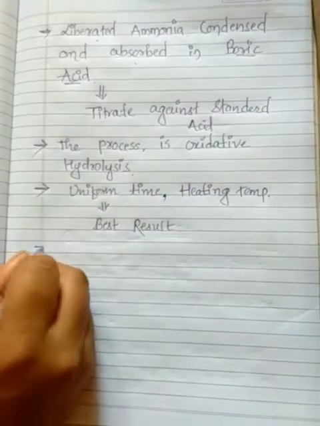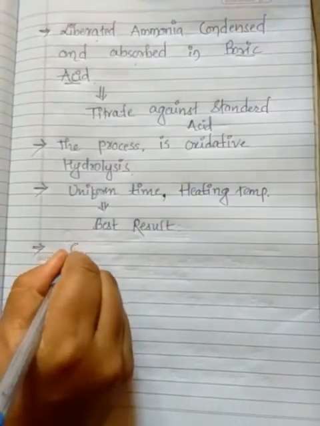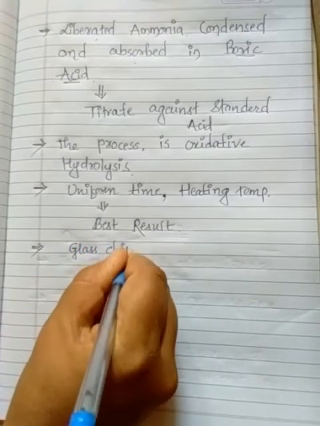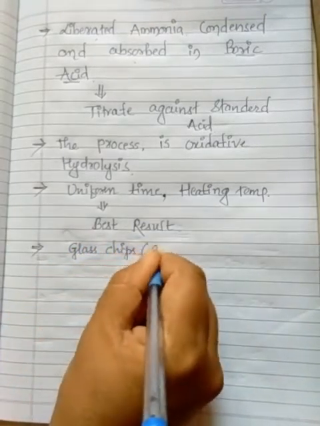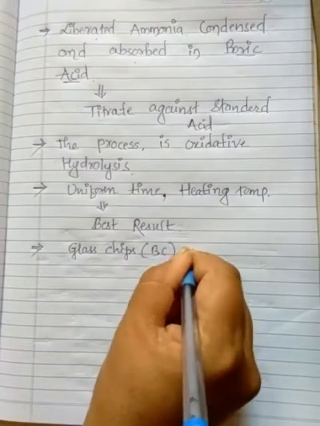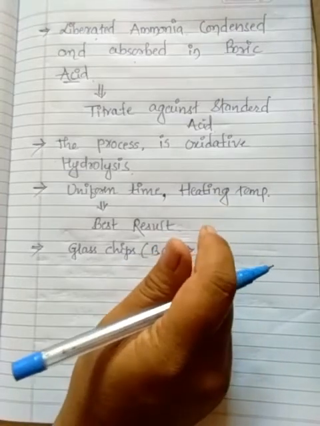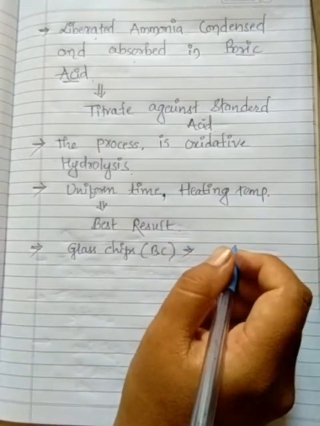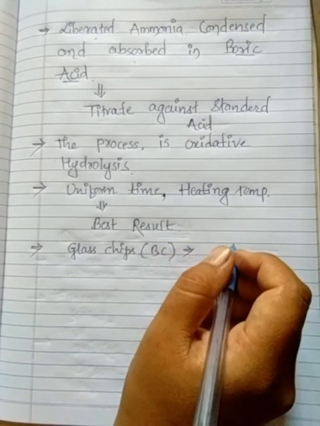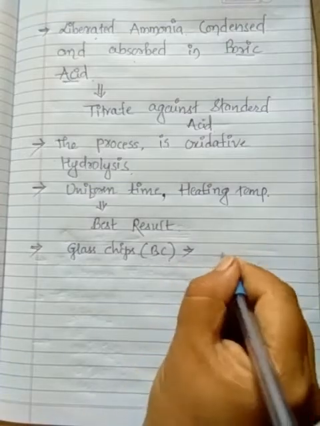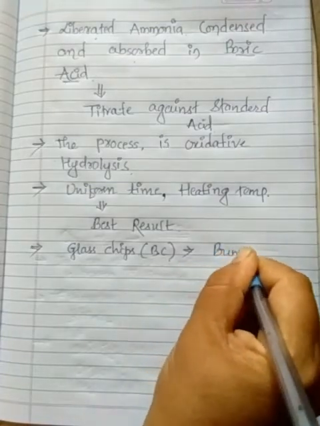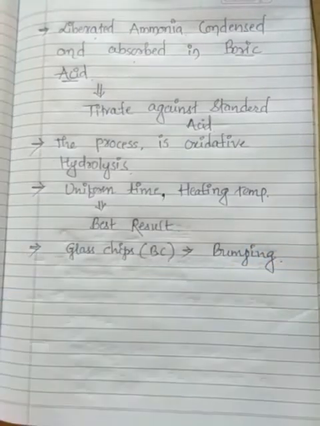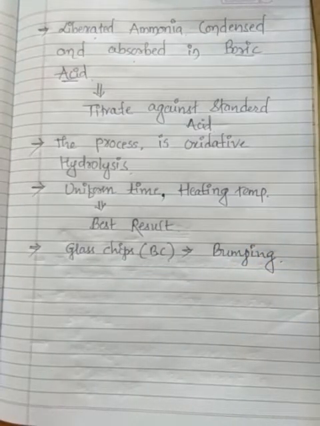Again, some precautions we have to take. We have to use glass chips, or boiling chips. I will write here boiling chips. For what do we use these chips? To check the bumping. For that we use these boiling chips.